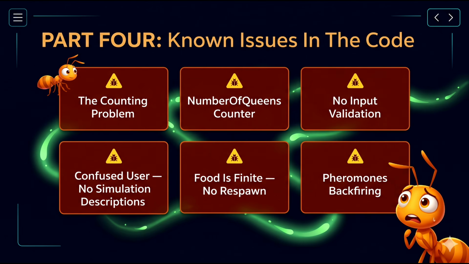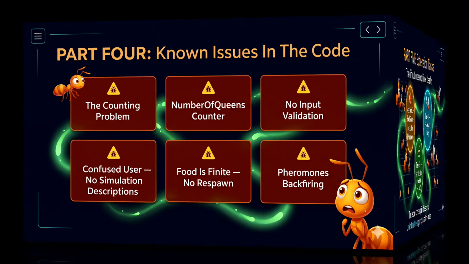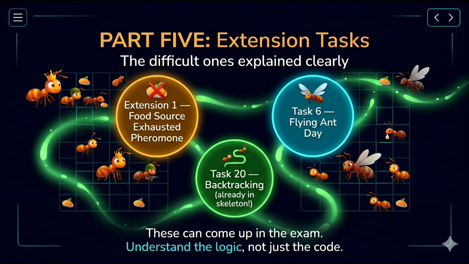Other ants follow those pheromones, arrive at an empty cell, finding nothing, and get confused. Additionally, an ant's own pheromones from its previous trip might attract it back towards where it already was rather than towards the nest. The code does not distinguish between my pheromones and someone else's pheromones when deciding to follow a trail. Part 5, extension tasks.